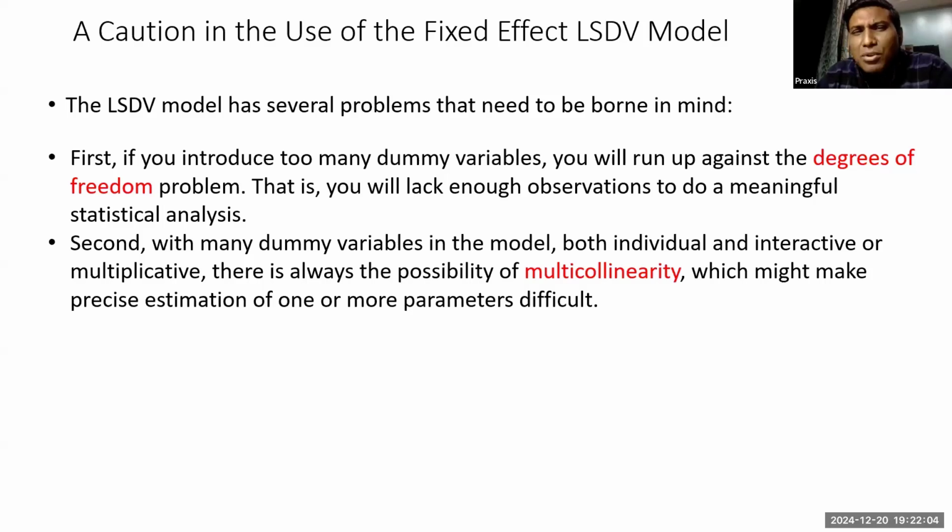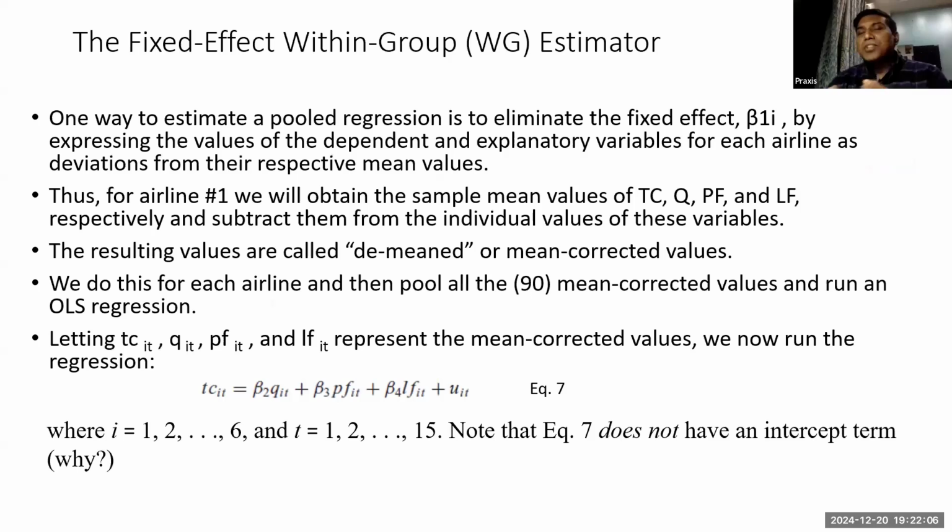So what do you do to overcome this problem? To overcome this problem, we have a model called the fixed effect within group estimator model, right? And in fact, when we talk about the fixed effect model, we basically refer to this model. For all practical purposes, we do not use that least square dummy variable approach. What we use is this method, that is, the fixed effect within group estimator, right?